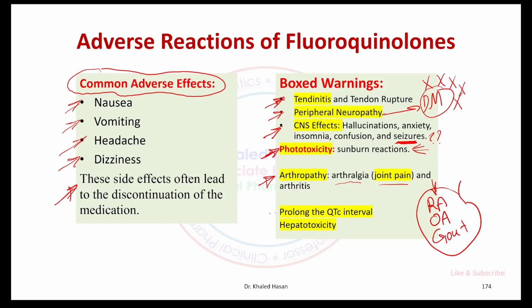This medication may also be involved in prolonged QT interval and cause cardiac arrhythmia, and we have to be very careful in patients with heart disease such as heart failure or cardiac arrhythmia. This medication may cause hepatotoxicity. Therefore, if you use this medication long term, we recommend monitoring the liver function.